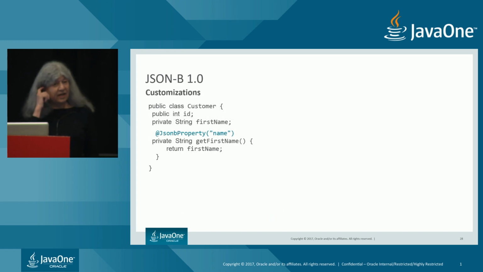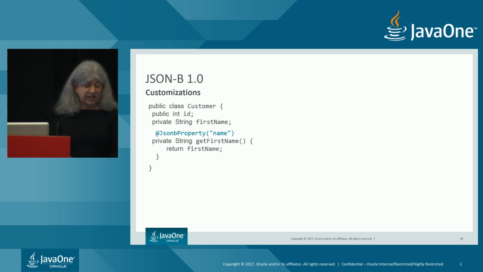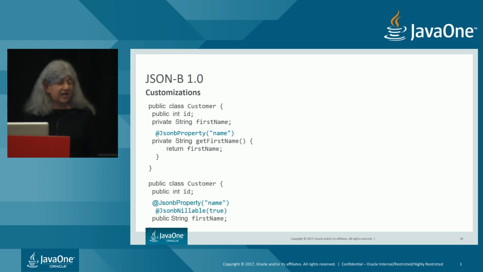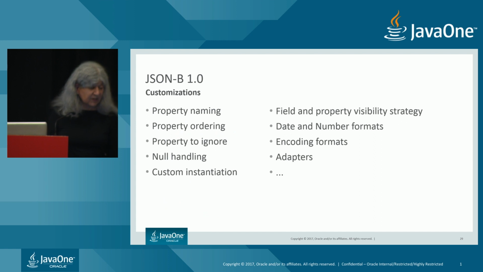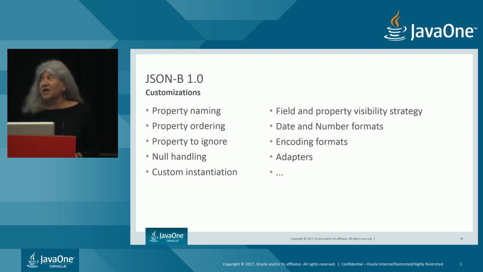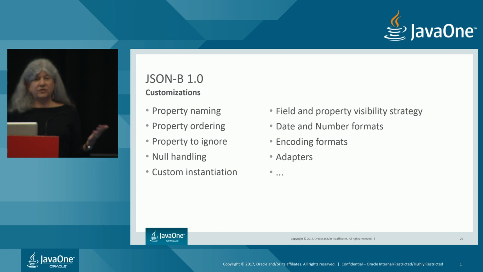So you can do other things. There's a default naming for property and fields. You can use annotations to change that if you like. You can use annotations to change the null behaviors, whether you want or don't want nulls to appear in your serialized JSON. And then there's a rich set of customization options. And these run from naming to ordering, what sequence you want things to appear in, null handling, what you want to ignore, what you want to bring into your document or classes, formats for data, numbers, encoding, and adapters.